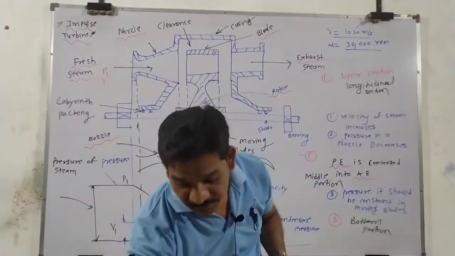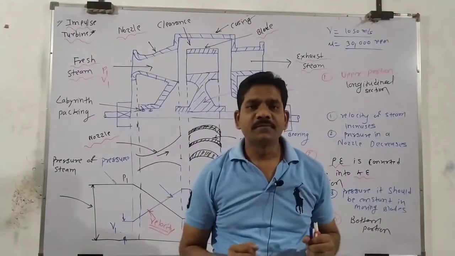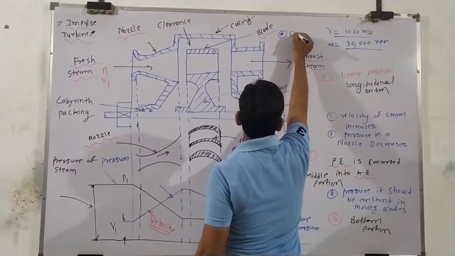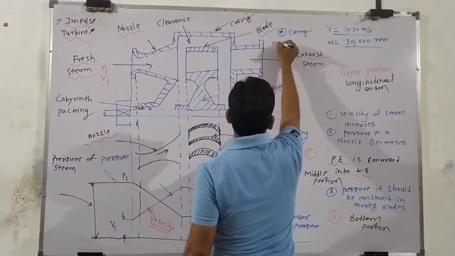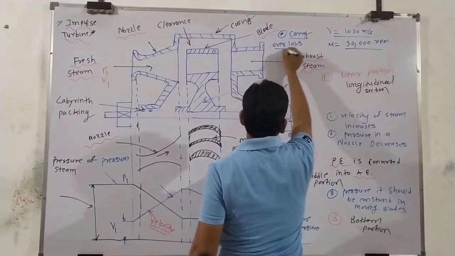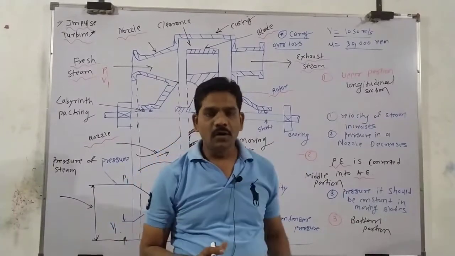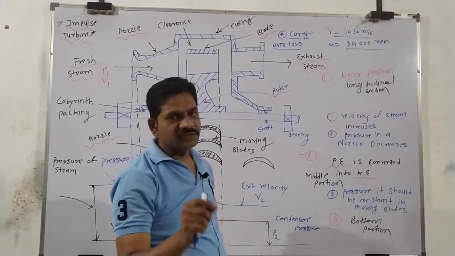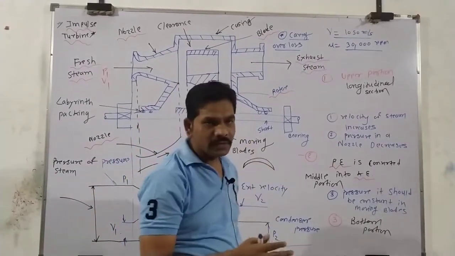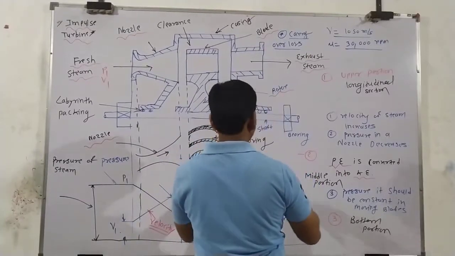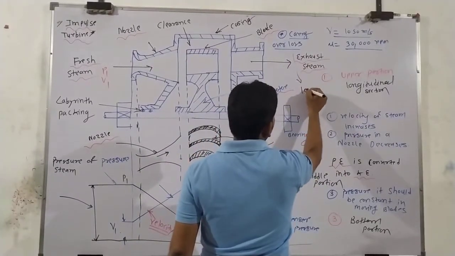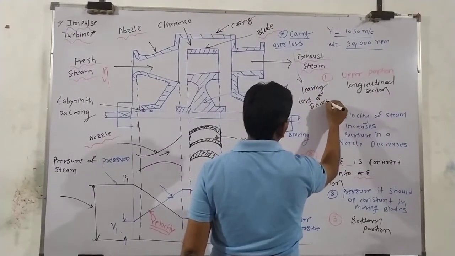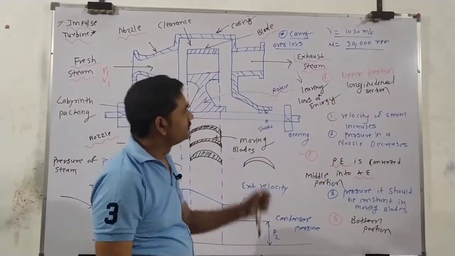And this is the complete loss of energy. What is this loss of energy called? It is called the carry-over loss. Yes or no? Yes. This is the definition of the carry-over loss: the energy lost from the exit of the turbine. This loss of energy is called the carry-over loss, or another name is the leaving loss of energy. Yes, this is the definition.